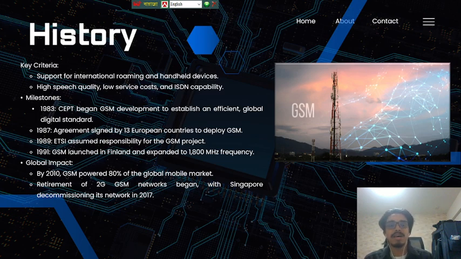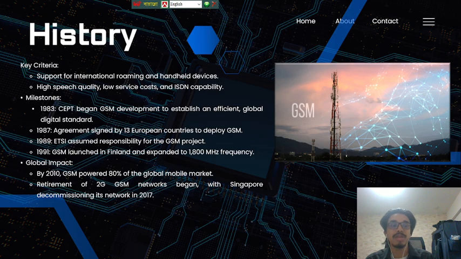Next, let's look at the history of GSM. The idea behind GSM was to support international roaming and handheld devices. They also had in mind high speech quality, low service cost, and ISDN capability. With that in mind, there has been continuous development in GSM.